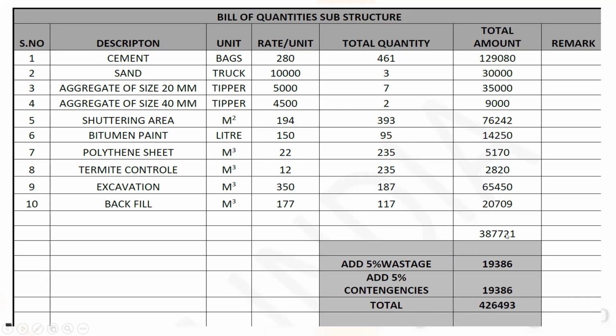The total will be 38.721. Add 5% wastages, that is 19.386. Contingency is 5%, 19.36. The total will cost you 42,000, 4,26,493. You know how we derive this shuttering area and another calculation. We are going now for the same detailed presentation.